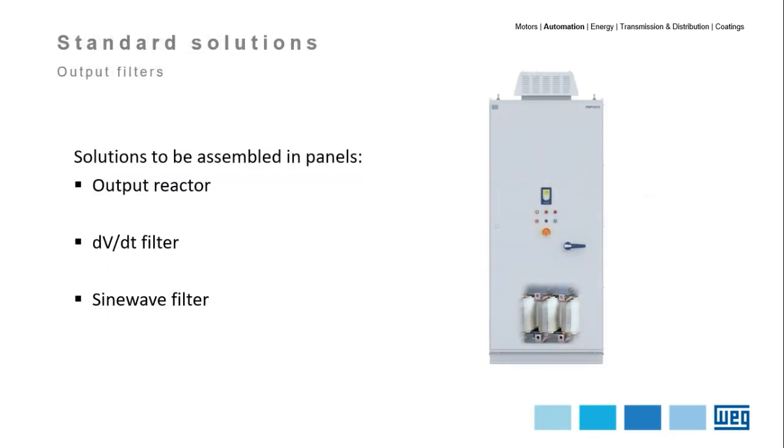There are three types of filters that can be applied in applications with cables longer than 100 meters. They are, first, the output reactor, the simplest one. The DVDT filter, a bit more complex and with additional benefits. Finally, the sine wave filter, the most robust. Each one of these filters possesses advantages and trade-offs. Now, let's take a look at each one of them.